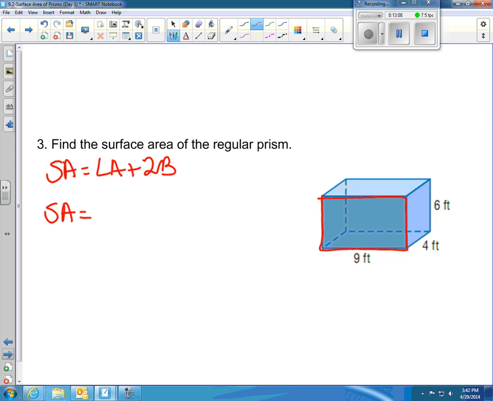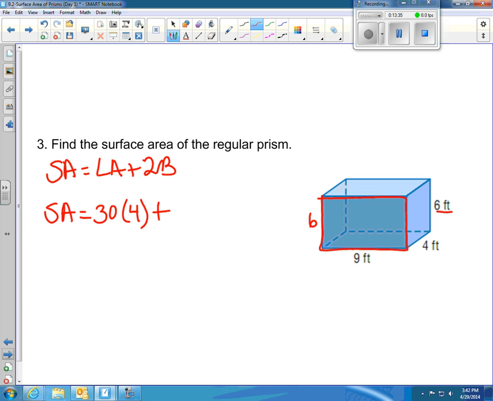Lateral area is perimeter times height, so perimeter of the base. Well, this 6 here is also going to be a 6 here. So let's go ahead and add 6 plus 9 plus 6 plus 9. So 12 plus 18, 30, times the height. So then that leaves us with 4 because that's the one we don't use. Then plus 2 base areas.